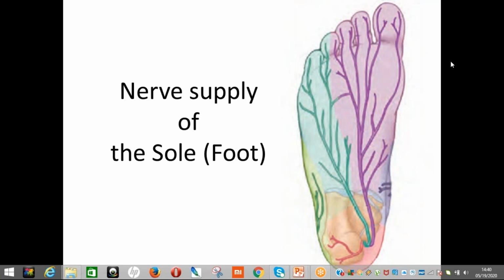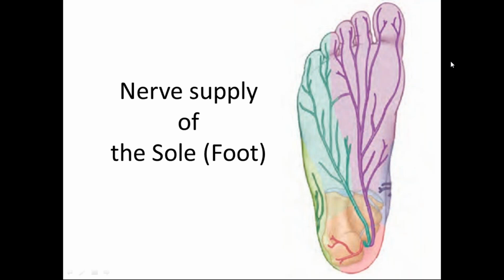But the muscular supply of the sole, all the intrinsic muscles which originate and insert in the sole, are supplied by these two terminal branches of the tibial nerve. The extrinsic muscles which come from the back of the leg get their nerve supply from the tibial nerve within the back of the leg. Only the tendons of those extrinsic muscles are present in the sole region.